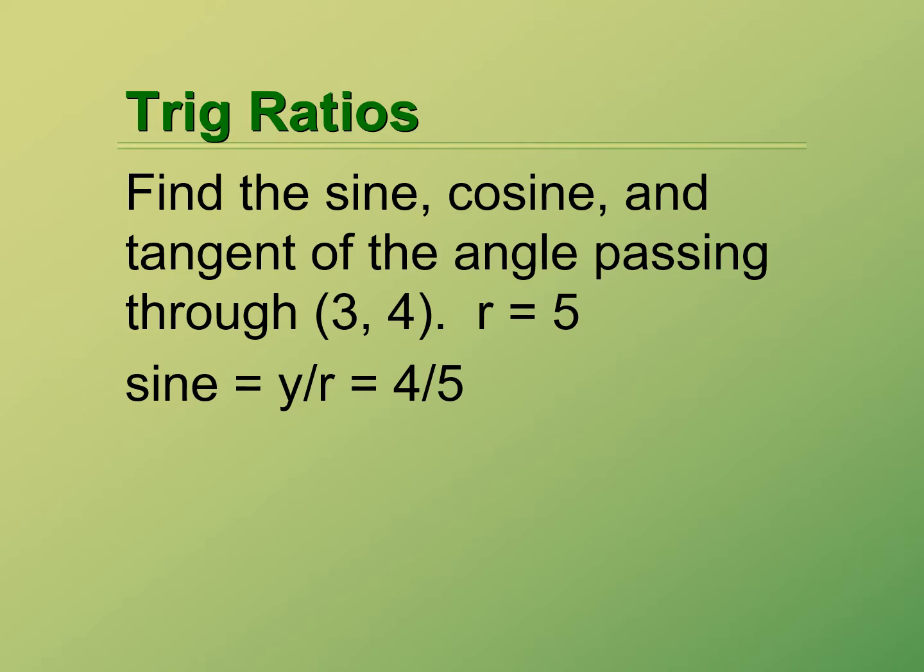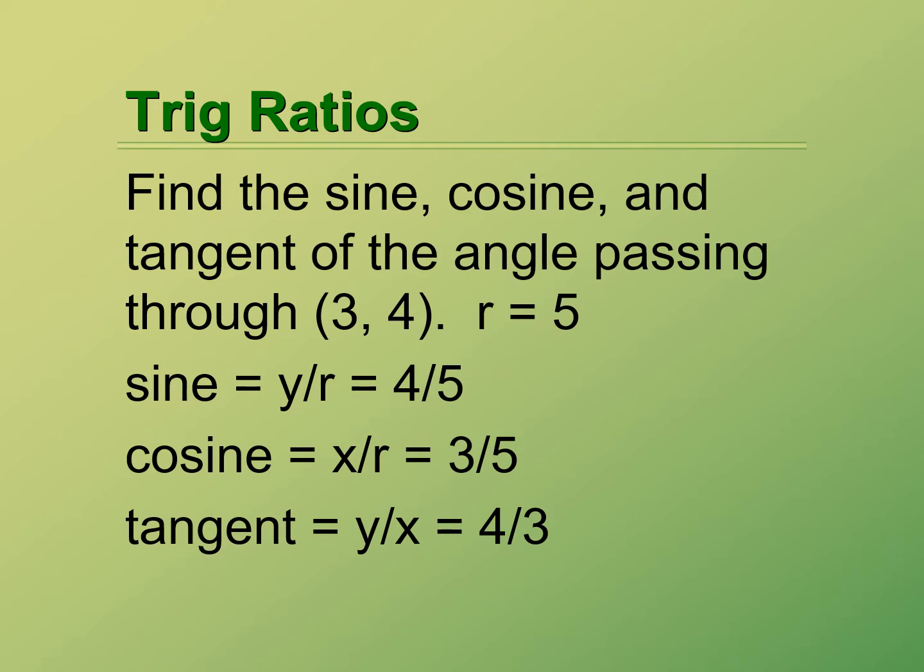So sine is y over r, so it would be 4 over 5. Cosine is x over r, so it would be 3 over 5. And tangent is y over x, so it would be 4 over 3.